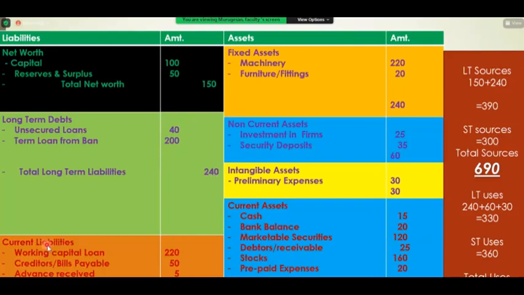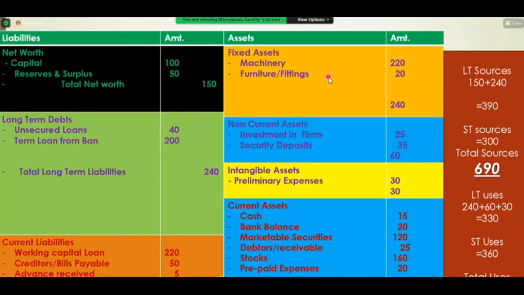Now current liabilities is the breakup. Working capital loan, 220. Creditors, that is raw material purchased on credit, 50. Advance received from some buyers. That is also a liability because you have to sell them the goods. Provisions, short-term liability. Expenses outstanding, short-term liability, short-term source. So this is 300. So the total is 540 plus 150, 690 is the size of the balance sheet.